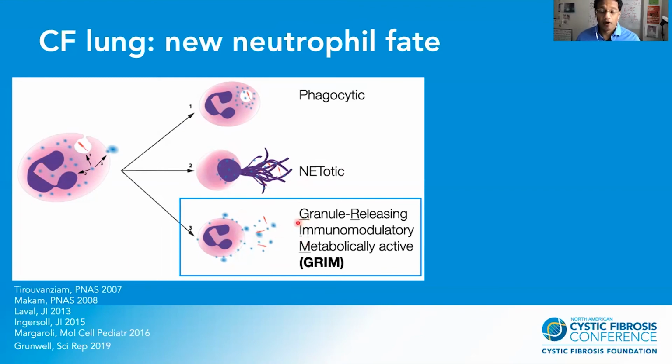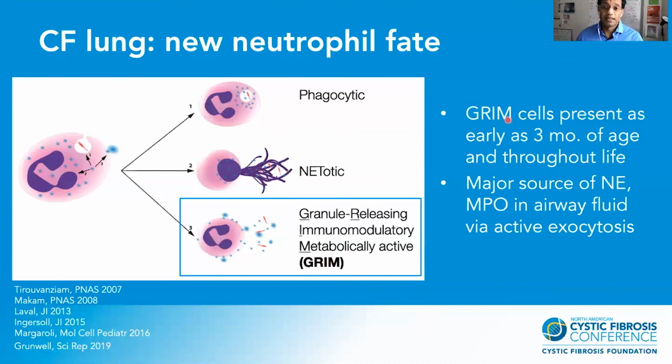So these cells are granule releasing, but because these granules also contain arginase 1, which is a very strong inhibitor of macrophages and T cells, they're also immunomodulatory. And because these cells keep living for a while, they're very active. They activate the mammalian target of rapamycin pathway. They're anabolic. They take up a lot of glucose and inorganic phosphate and amino acids. They're metabolically active as well. So we call them GRIM. Okay, and it's also not a good omen to have them in the lumen of the lung.